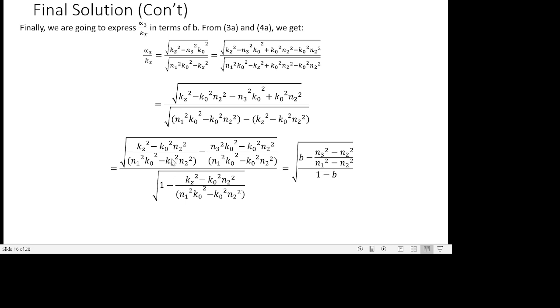And if we divide the top and bottom with this term, we got this one. So finally, we have got a similar expression to what we did for alpha 2 divided by kx, with the only exception that here we get one more term. So what we are going to do is to use a to define this term. A represents the asymmetry factor.